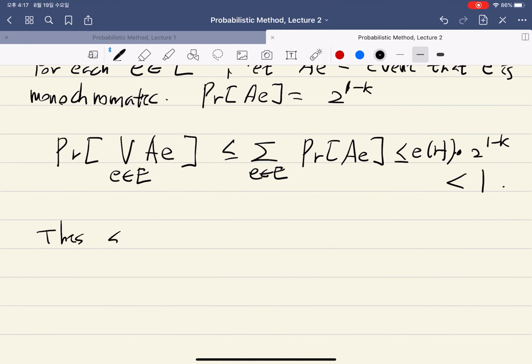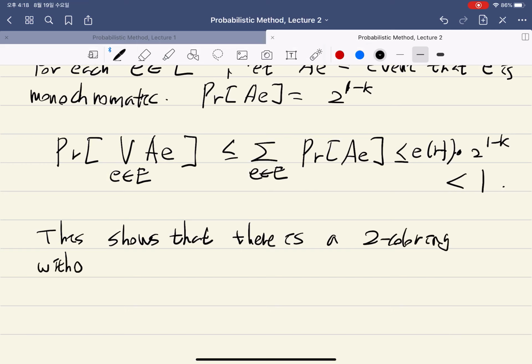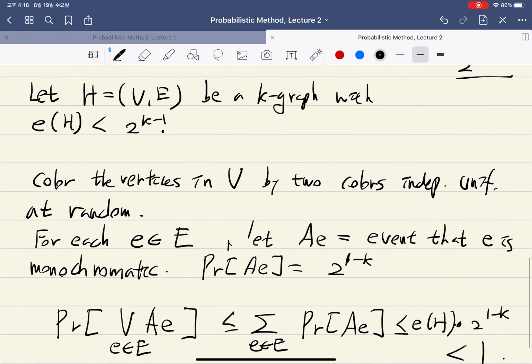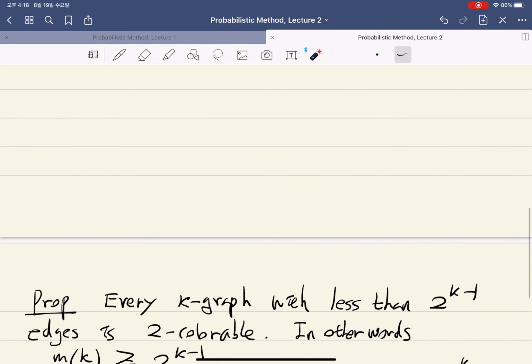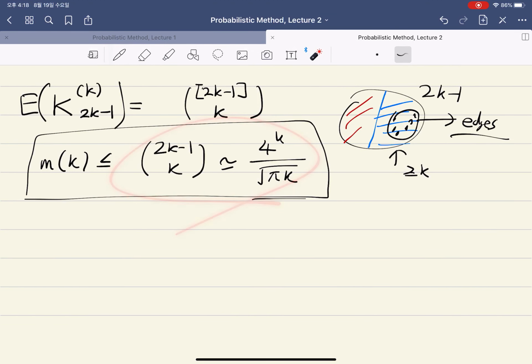So this shows that there is a 2-coloring without monochromatic edges. So we have a lower bound, which is roughly 2 to the k, and we have an upper bound, which is roughly 4 to the k.